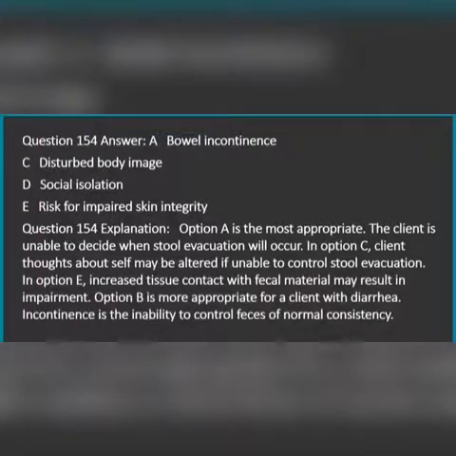The client is unable to decide when stool evacuation will occur. In option C, client thoughts about self may be altered if unable to control stool evacuation. In option E, increased tissue contact with fecal material may result in impairment. Option B is more appropriate for a client with diarrhea. Incontinence is the inability to control feces of normal consistency.